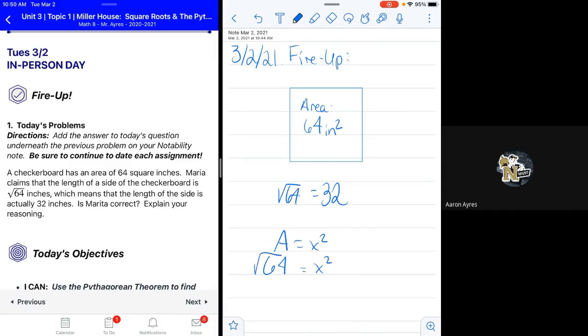Okay, so I take square roots of both sides. These cancel out on the right. So I'm left with x on the right, and the square root of 64 is 8. Ladies and gentlemen, that is not 32. Okay? So Marita's claim is false. Ever see how that works?